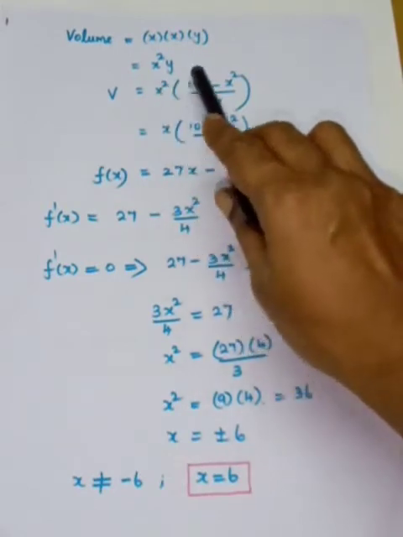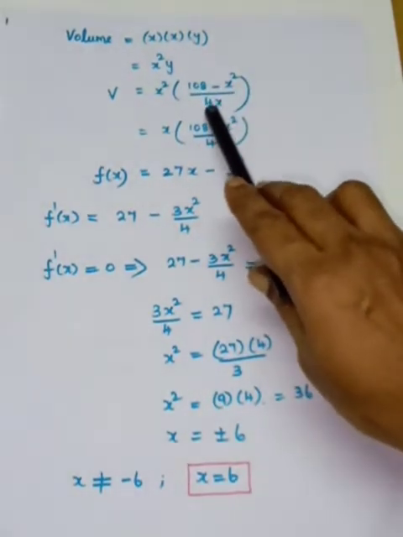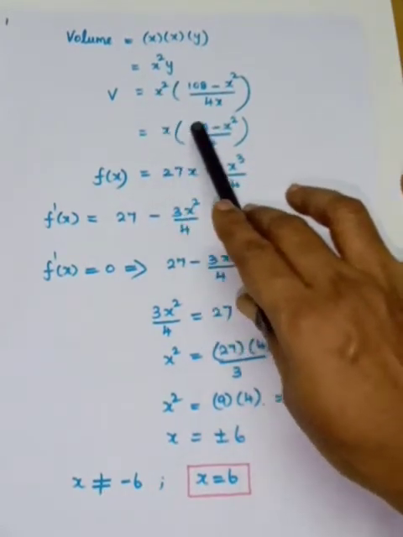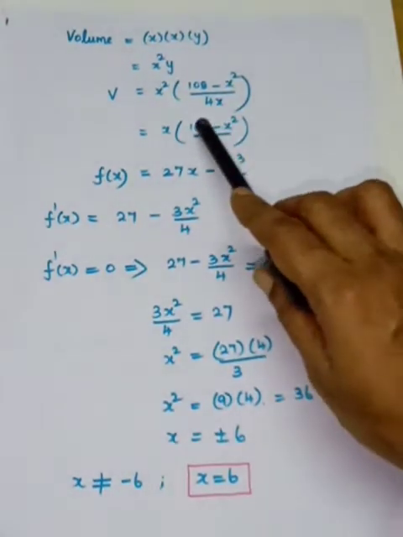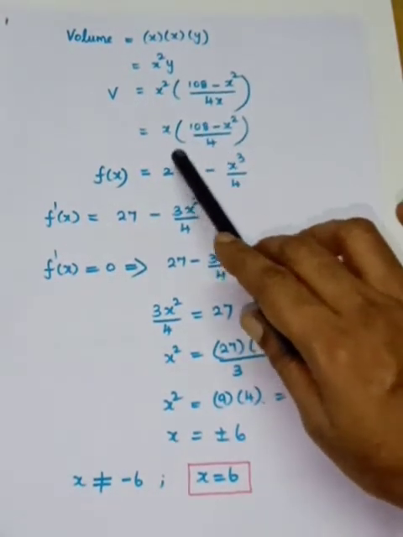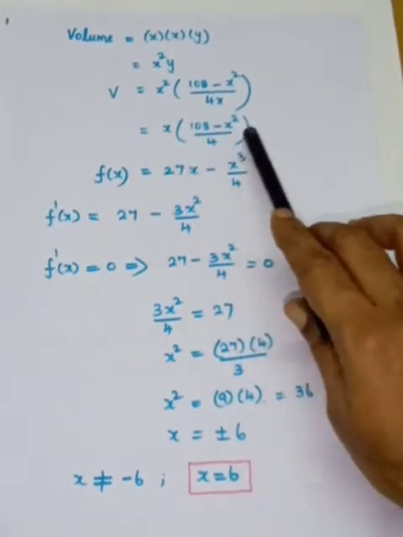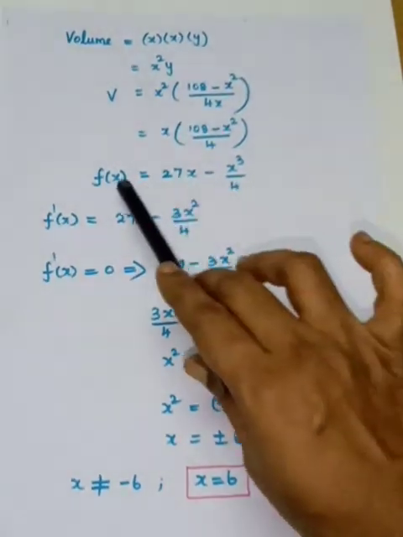Okay, x squared y. y has to be substituted. That is (108 minus x squared) divided by 4x. So one x gets cancelled. So x into (108 minus x squared) by 4. Okay, so 108 by 4 is 27, so 27x minus x cubed by 4. So this is your, what is it? f of x.